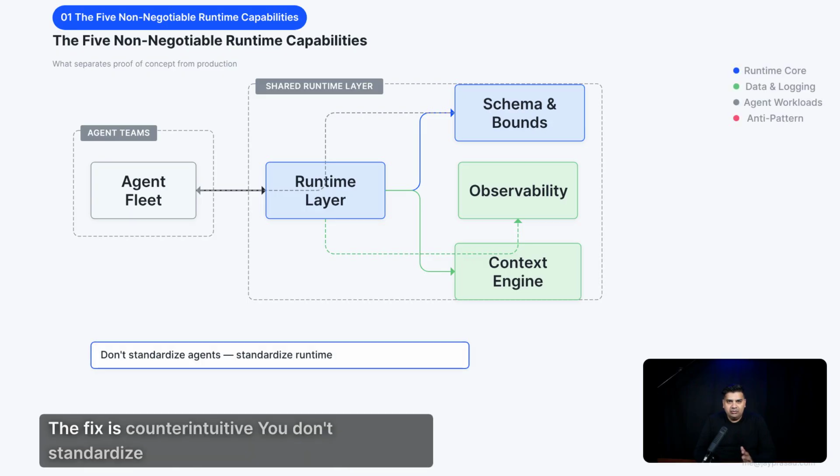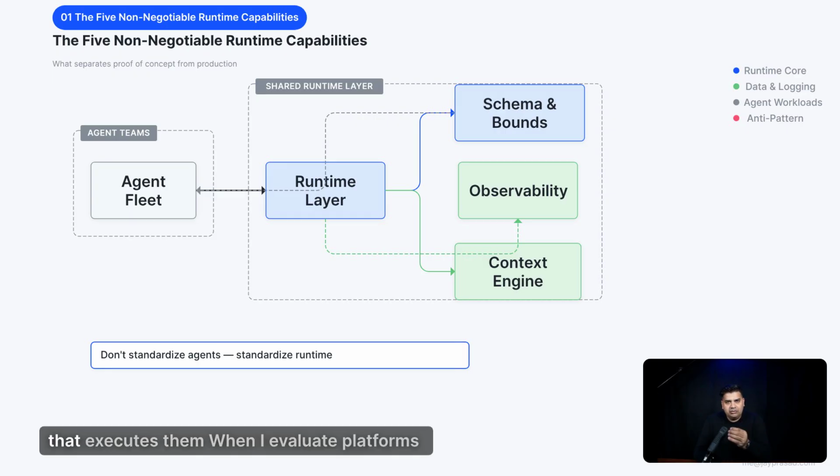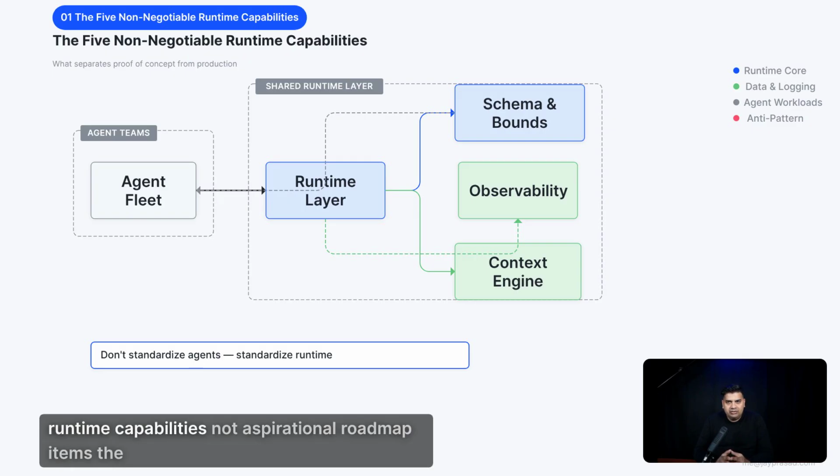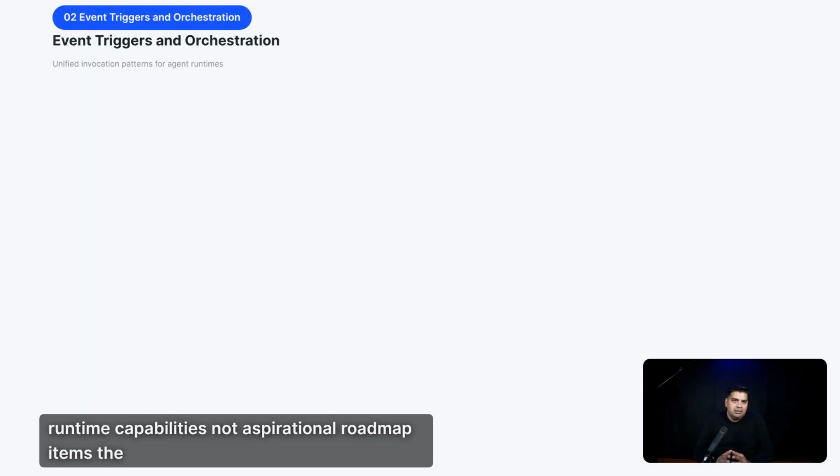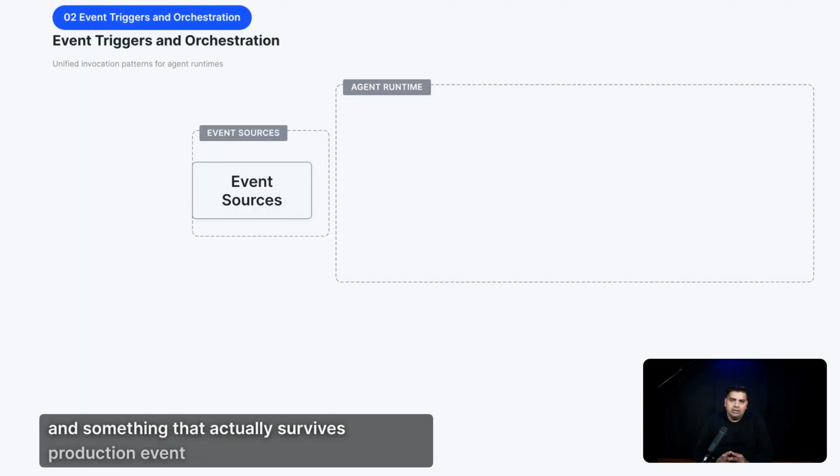The fix is counterintuitive. You don't standardize the agents themselves. You standardize the runtime that executes them. When I evaluate platforms like LangGraph, Crew AI, AutoGen, or Semantic Kernel, I'm looking for 5 non-negotiable runtime capabilities, not aspirational roadmap items. The hard line between a proof of concept and something that actually survives production.